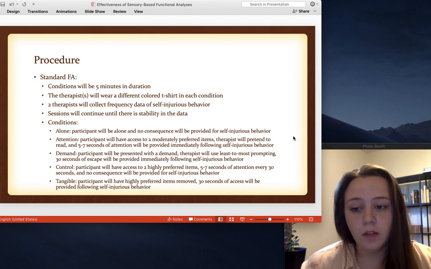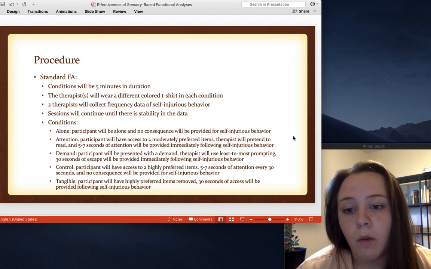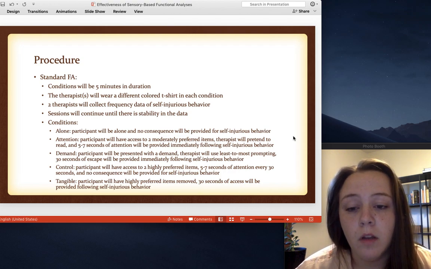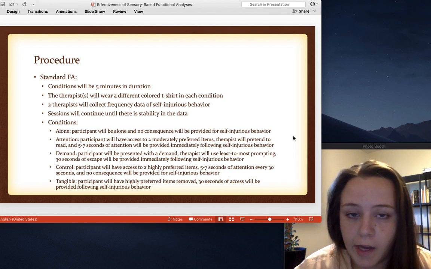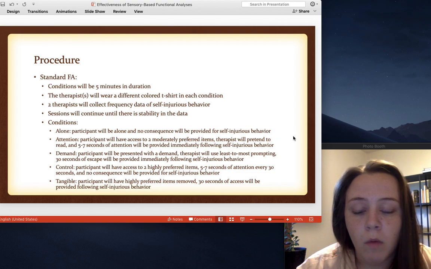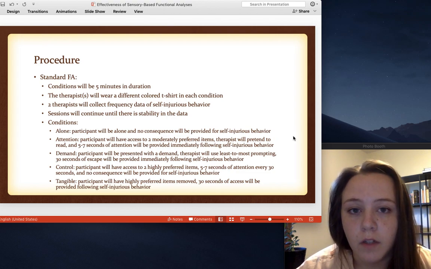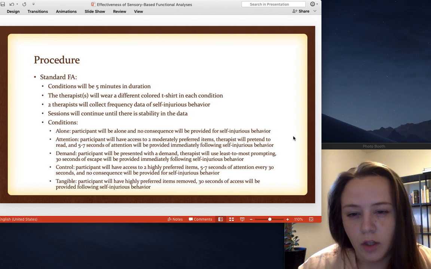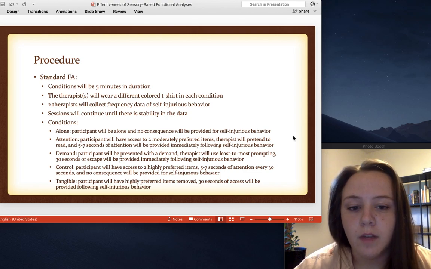So the different conditions, again, are the alone, where we're going to have the participant be alone in the room. All they'll have is that chair and that table in the room. There won't be any other items. And then all self-injury is basically going to be ignored and then just documented on a frequency count.